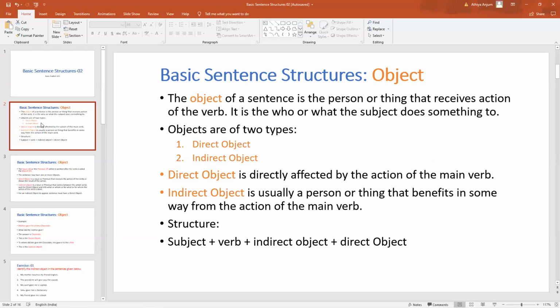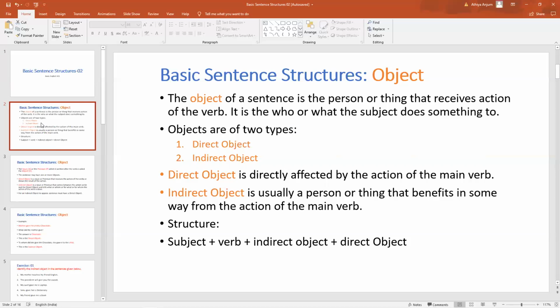He gave something, all right. He wrote something, he wrote a poem. So the poem will be your direct object, right? Then the indirect object usually is a person or a thing that benefits in some way from the action of the main verb. Now, what did he do? To whom did he do? To whom did he give? So that object will become the indirect object.